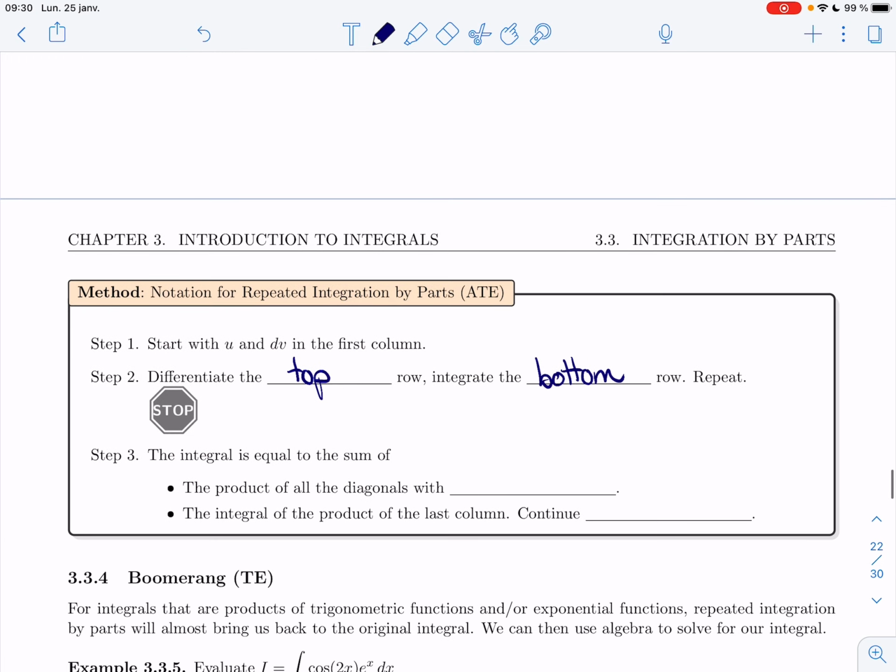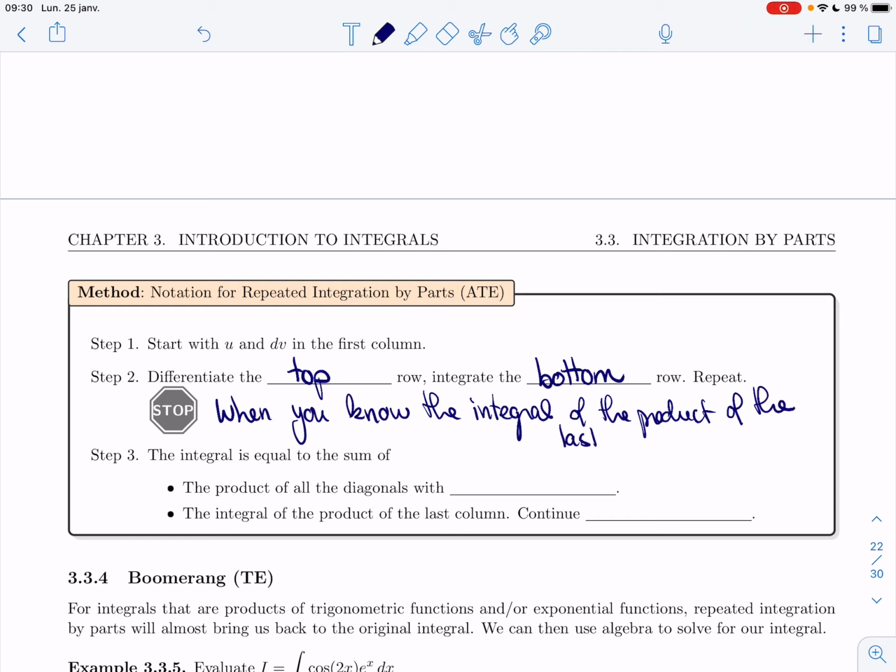So stop when you know the integral of the product of the last column.